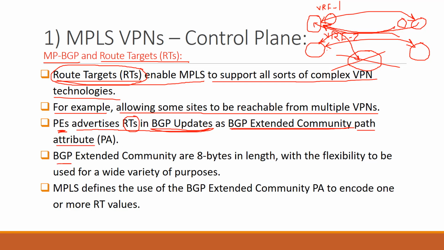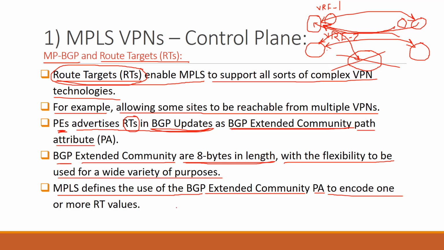So the BGP extended community path attribute is 8 bytes in length, with the flexibility to be used for a wide variety of purposes. But in this video, when we are discussing MPLS VPN, we will find out that MPLS VPN defines the use of the BGP extended community path attribute to include one or more route target values.